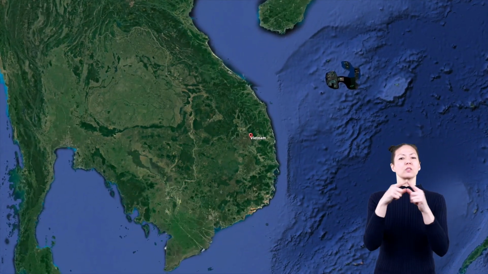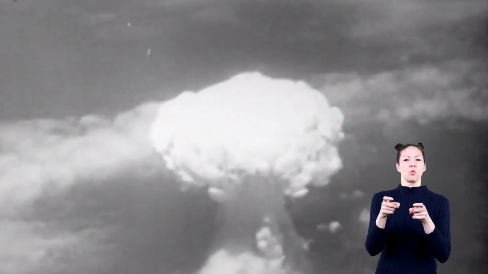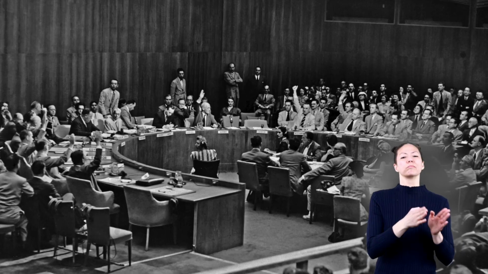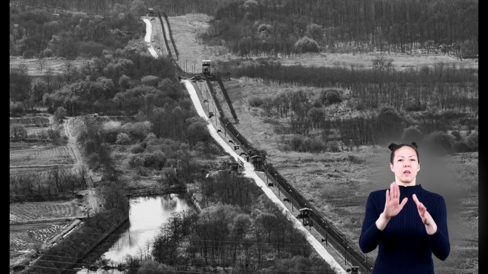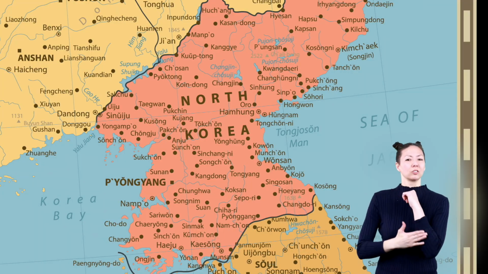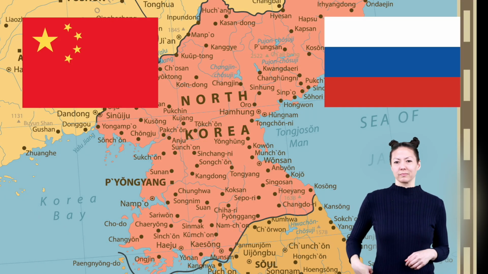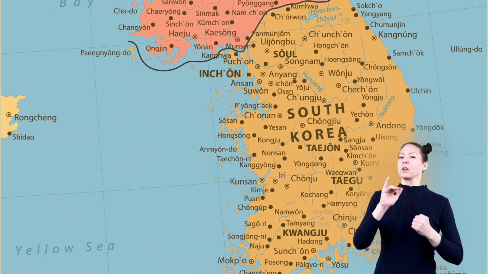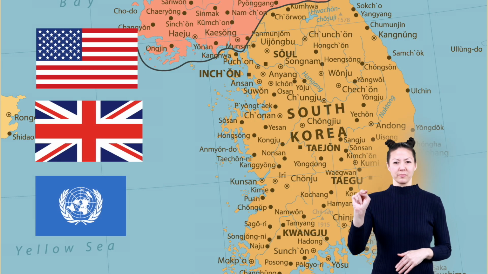In 1945, with the defeat of Japan during World War II, the Japanese lost control and occupation of Korea. The United Nations developed a plan for administering the governments of Korea, which had become divided at the 38th parallel. North Korea was a communist country, supported by the Soviet Union and China. And South Korea was a capitalist country, supported by the United States, Great Britain, and the United Nations.